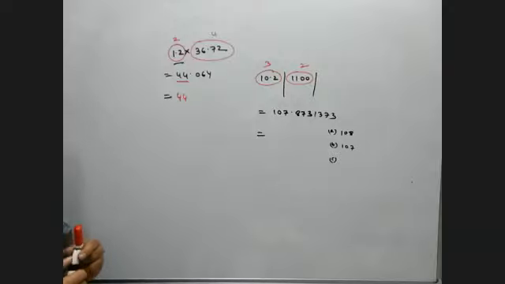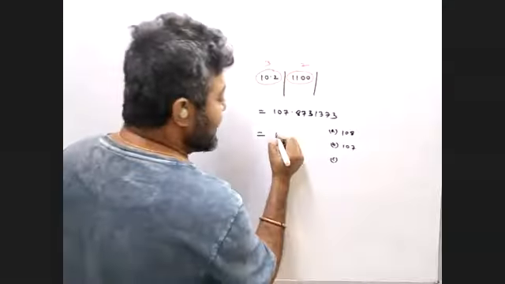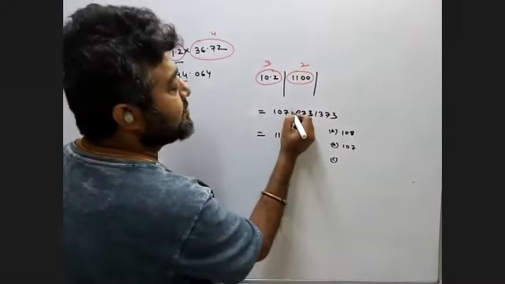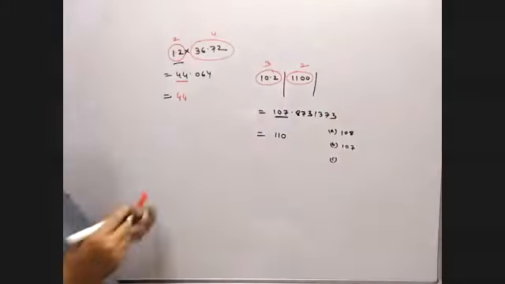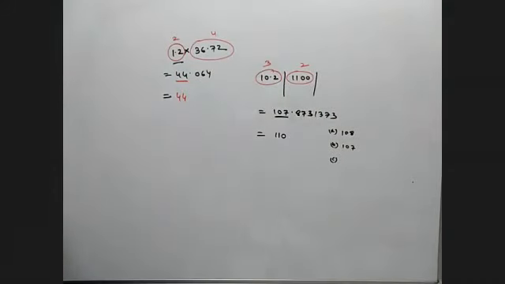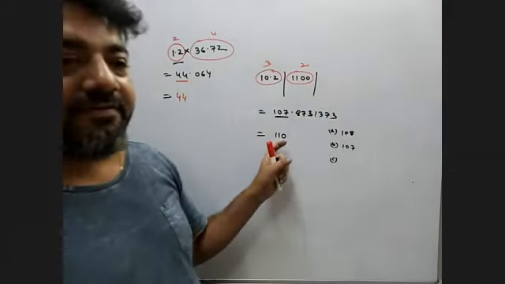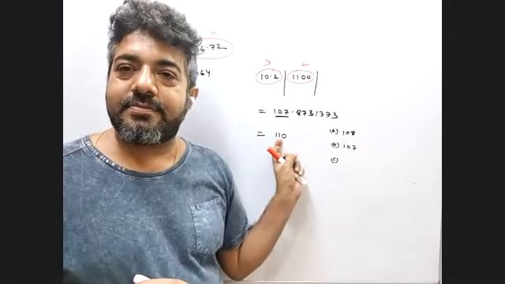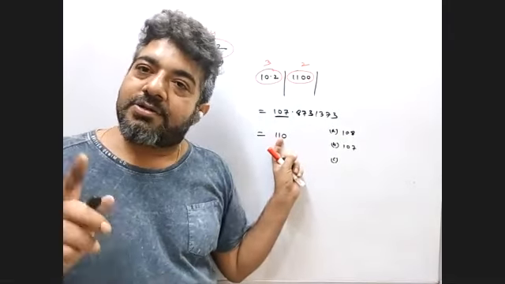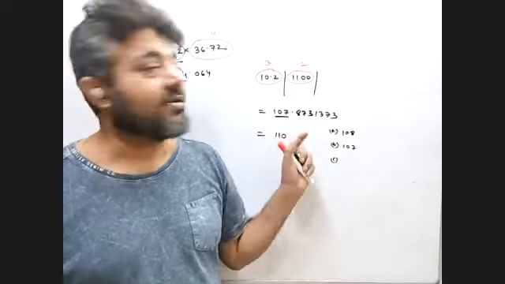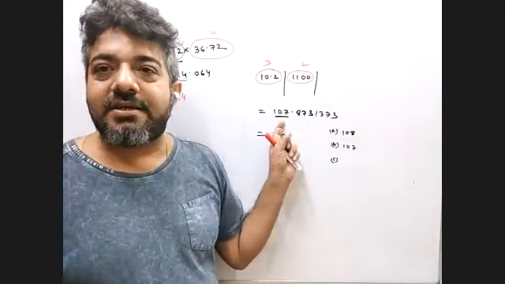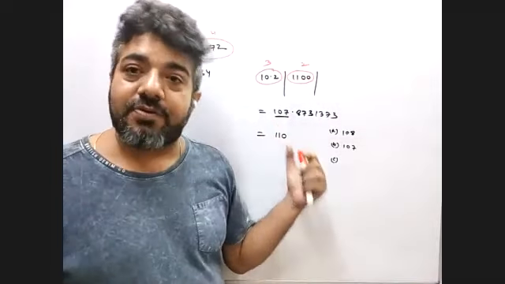Sir, 11. 11, but you can't just write 11 because before the decimal you have 3 digits. So how do you write it? Now how many significant digits do you have here? 2. If you write 11, that is wrong, because 11 is only 2 digits, and here there are 3 digits. So I have to write 110.